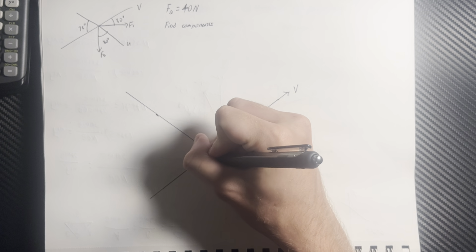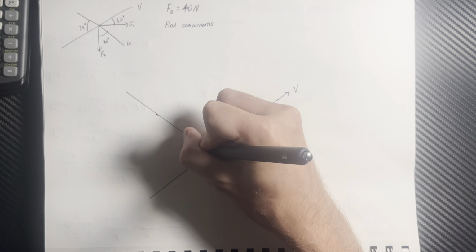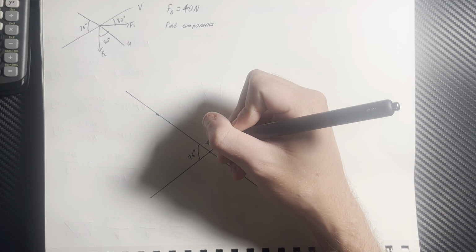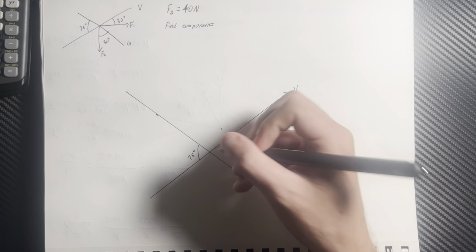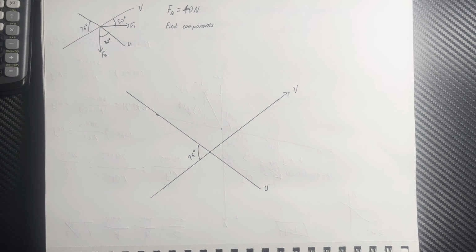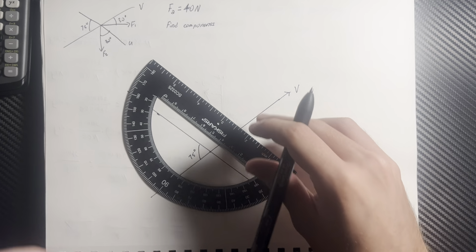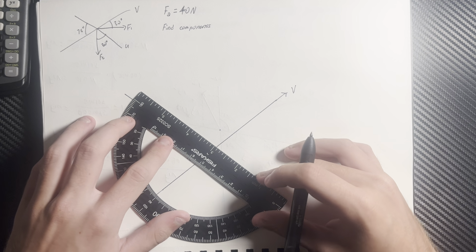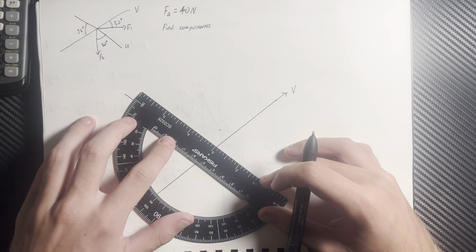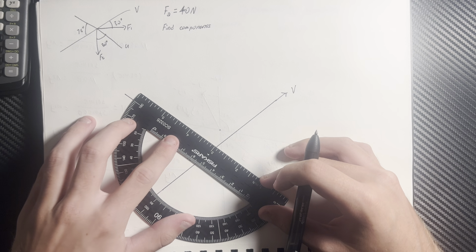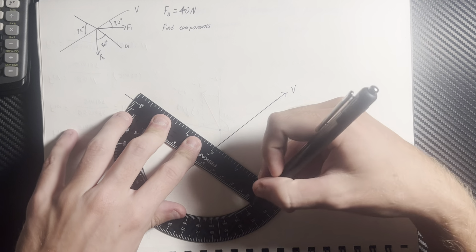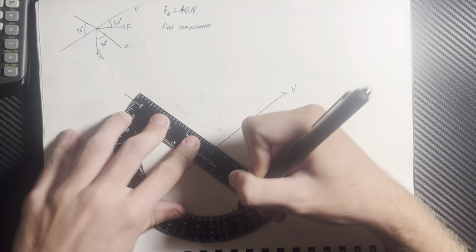Let me just write the angles in here. So we have 75 degrees here. And then I can throw away F1 because we're only focused on F2. And then it's a 30-degree angle from that. Ten, 20, 30.